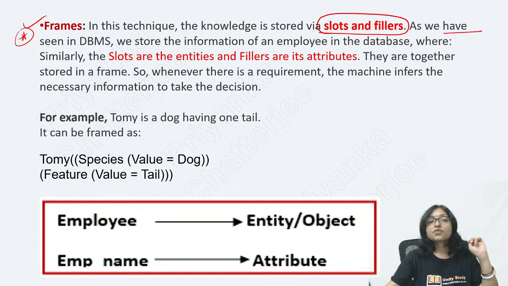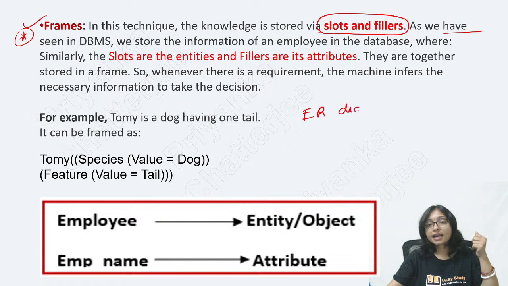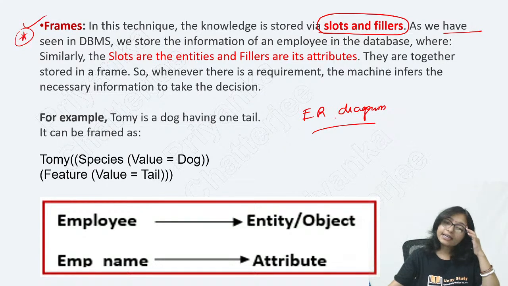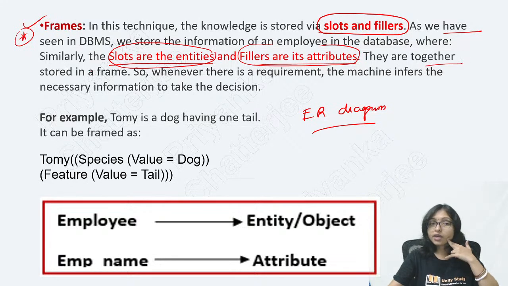As we have seen in DBMS, it is just like the ER diagram representation. In the ER diagram we saw that the entities are there, right? So the slots are the entities and fillers are the attributes. Just like the ER diagram representation way we are representing here. So slots are the entities here and fillers are the attributes. They are together stored in a frame.